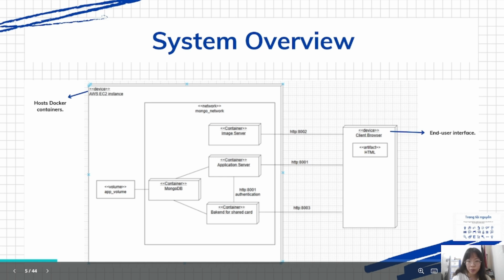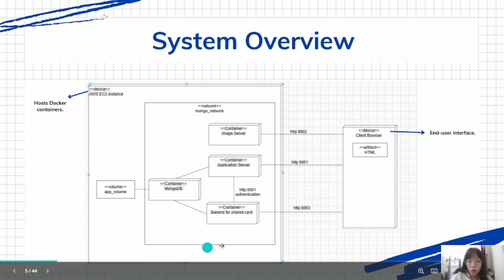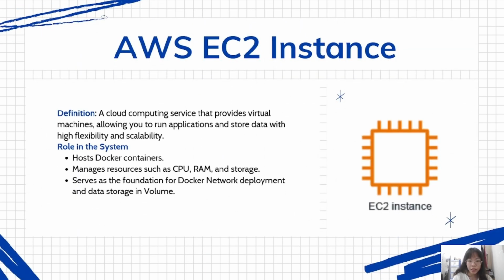Now in the system overview, we will cover the key components including the AWS EC2 instance, the Docker container, Docker network, and the client browser. We will also discuss their roles and interaction within the system. Now let's start with the AWS EC2 instance.